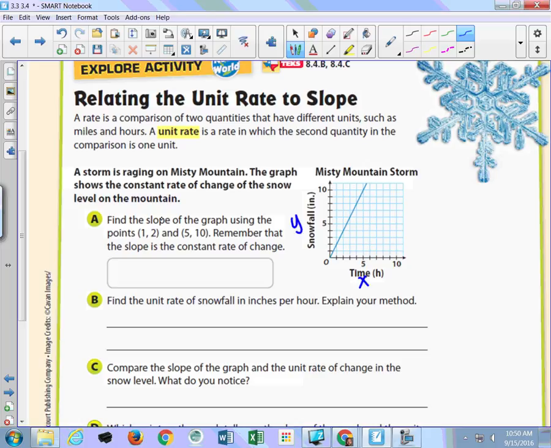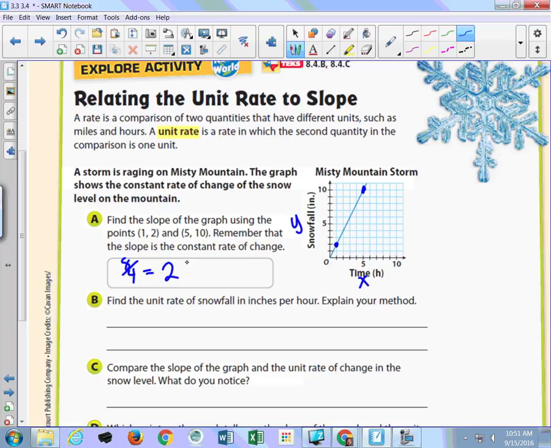So if I want to find the slope of the graph using the points (1, 2) and (5, 10), go over to 5, go up to 10. There's two ways I can find that slope. I could either use the formula with the x and y 1 and x and y 2, or I could just do rise over run. Starting at 2 to 10, that would be 8. If I ran from 1 to 5, that is 4. Reduce that, and I get 2. Okay, so that's how I found my slope.